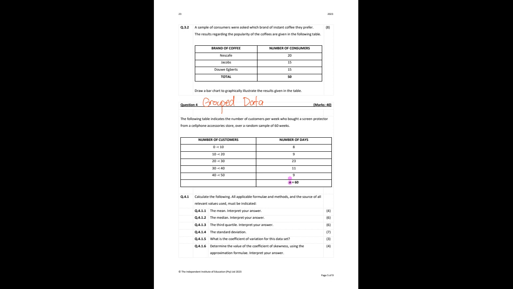So here in total, you have 60. So you have 60 number of days in total. That's your sample size. They said to you to calculate the following and to use whatever applicable formulas and methods are necessary. And they wanted you to first calculate the mean and interpret your answer, then your median, interpret your answer, the third quartile, interpret your standard deviation, your coefficient of variation, and your coefficient of skewness.